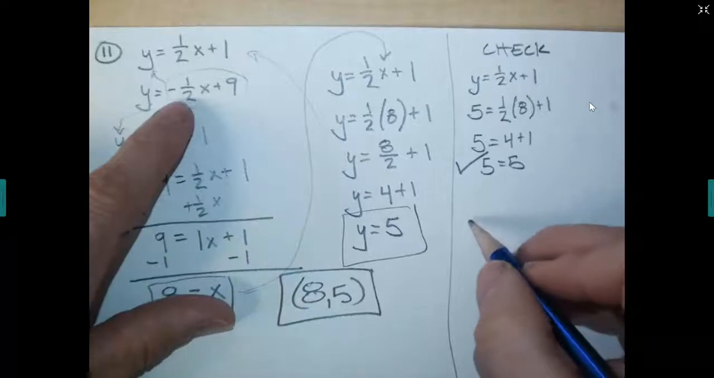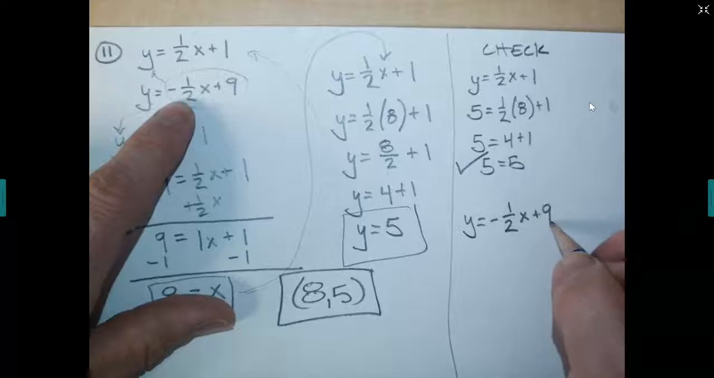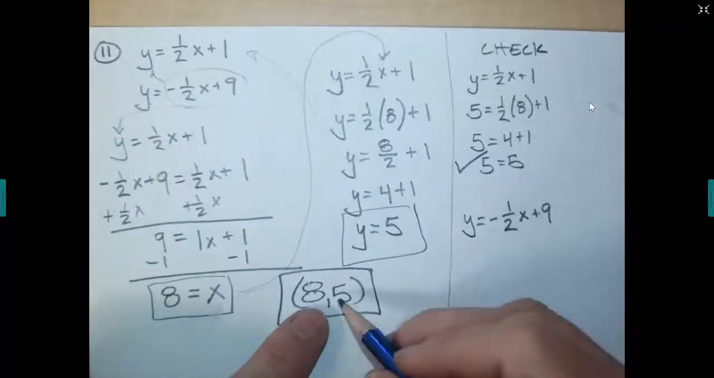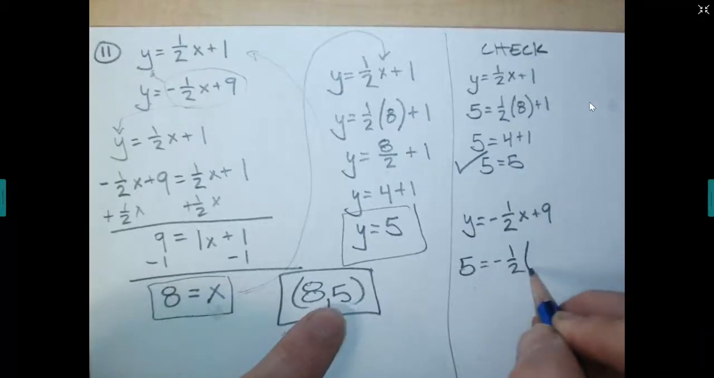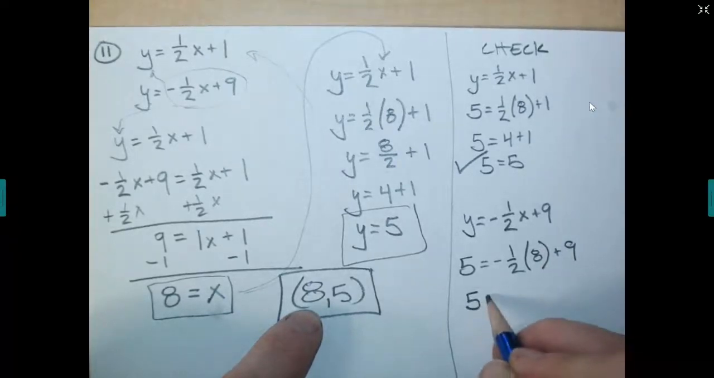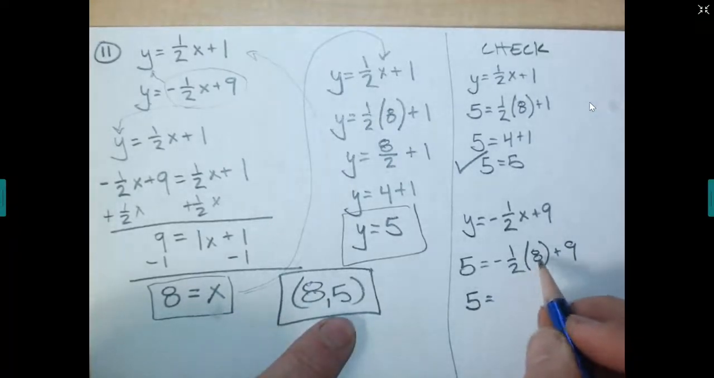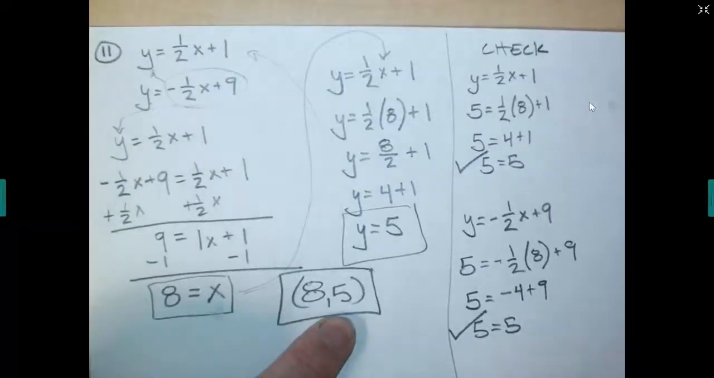How about another one? y equals negative 1/2 x plus 9. So y is 5. 5 equals negative 1/2 x, which is 8, plus 9. 5 equals, so 1/2 of 8 is 4, times a negative, negative 4 plus 9. 5 equals 5. So that checks out also. Ding, ding, ding. This is great. All right.